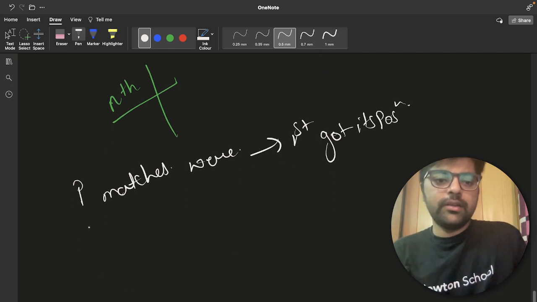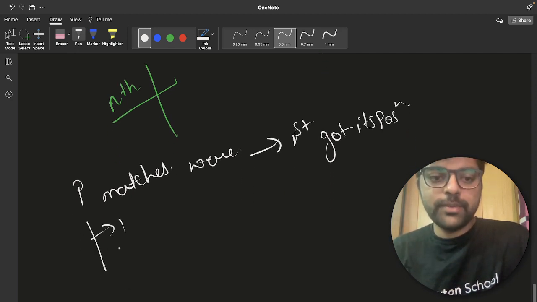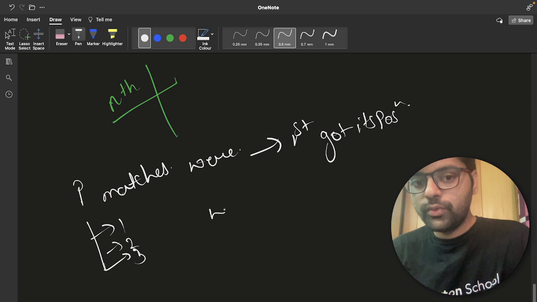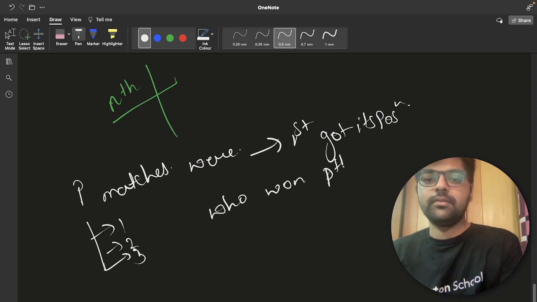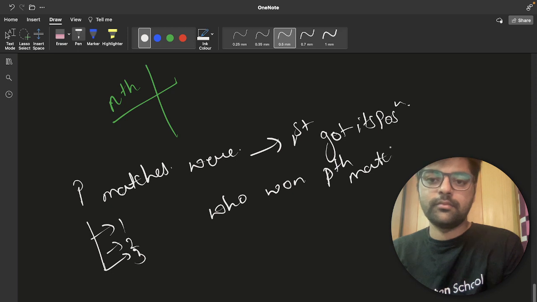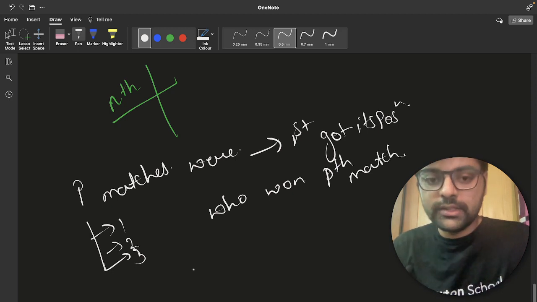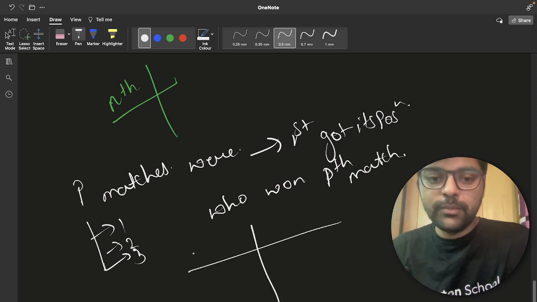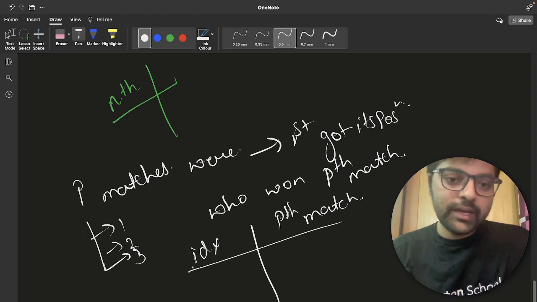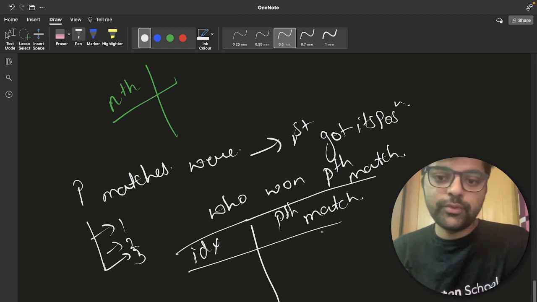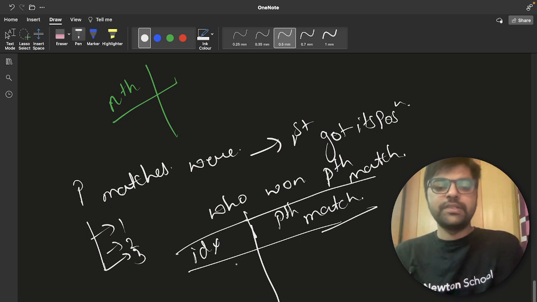So we must maintain matches from 1 to p, the pth match: 1, 2, 3. We will maintain who won the pth match, right? And this will be maintained because we will need an index to the pth match. So we will give an index of the person, and we have to find the match. In this way we will store.